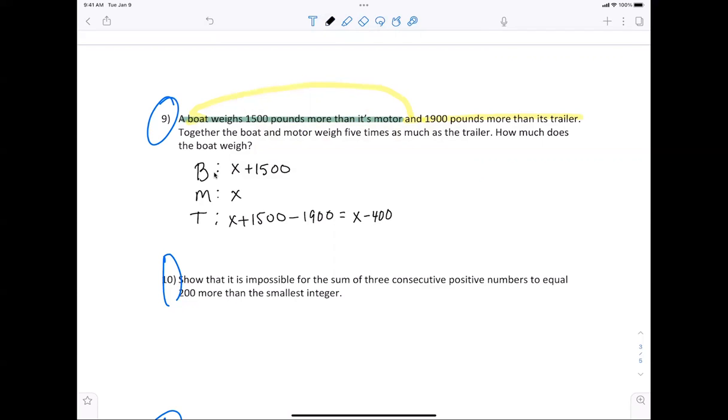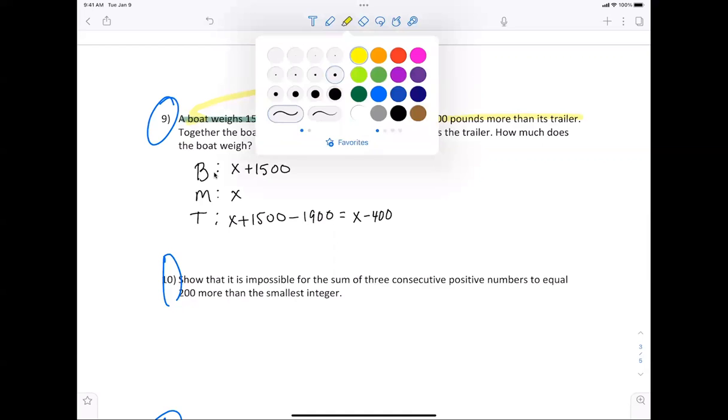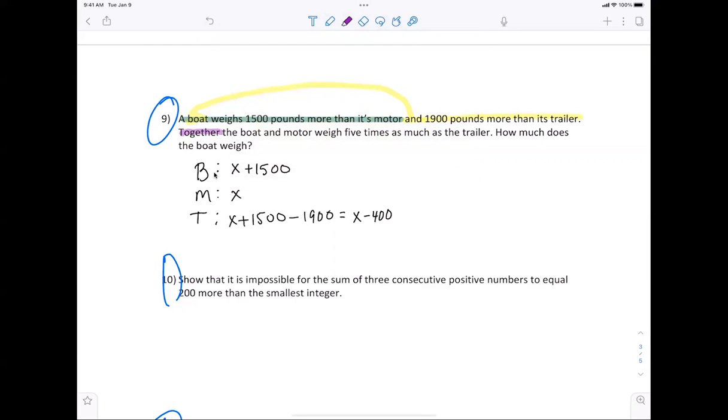Once you define all of the variables, we should be able to answer the last question, because the last question ties them together. So what do I mean by that? Together, the boat and the motor. How much do the boat and the motor weigh together? 2x plus 1,500.